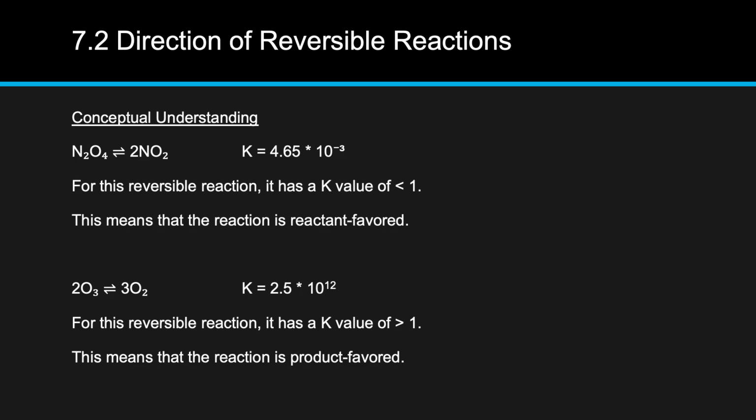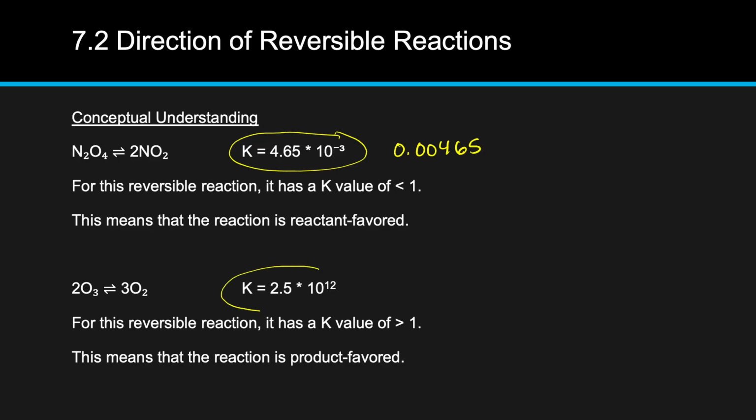All right, so let's interpret some K values. On this top example, we can see we have a K value with 10 to the negative third. Remember, 10 to the negative third is a smaller number than 1. So this number would be 0.00465. So this isn't a super small number, it's just fairly small. So it means that at equilibrium, we're going to have slightly more reactants than we are products. So it is going to be a reactant-favored equilibrium.